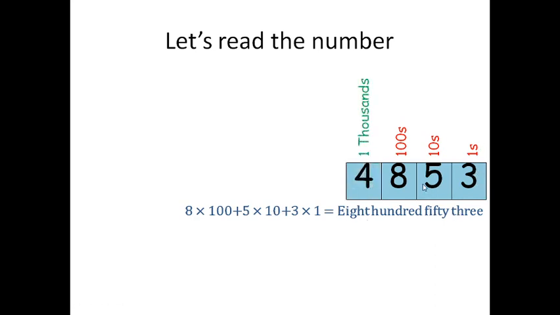853. Okay, now how do we read this number? I added one more digit to the 1000's place. 4 into 1000. Now multiply 4 by 1000. What's the number you get? 4000. Then the number will be 4853.